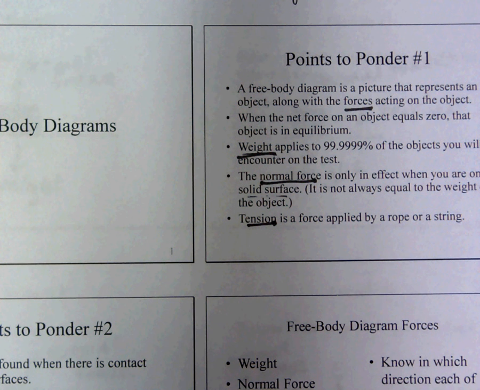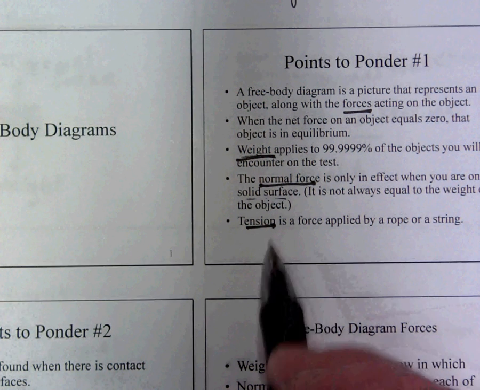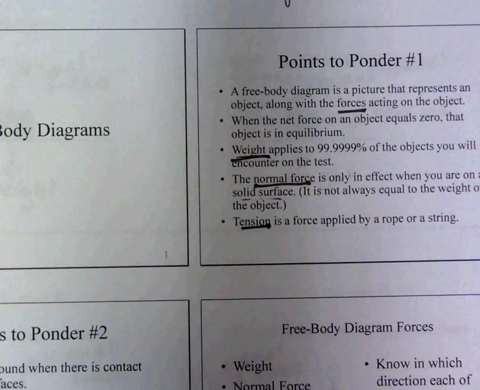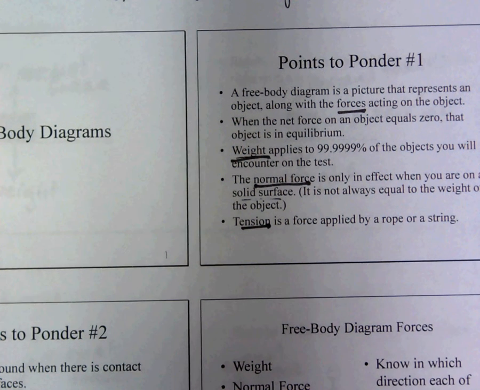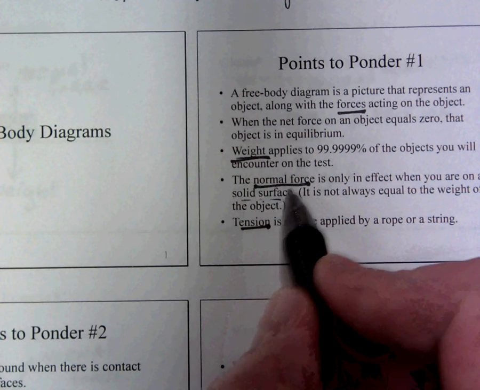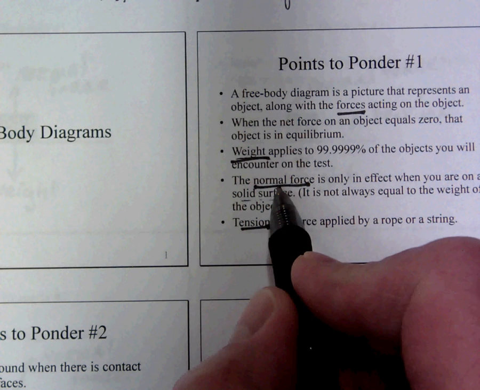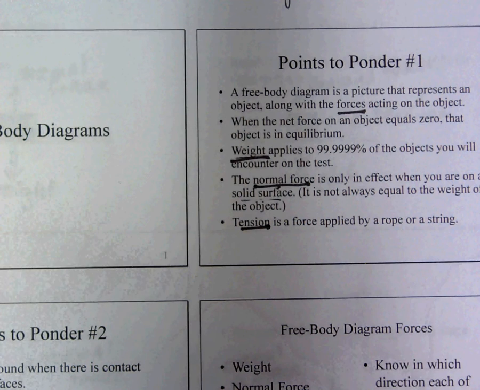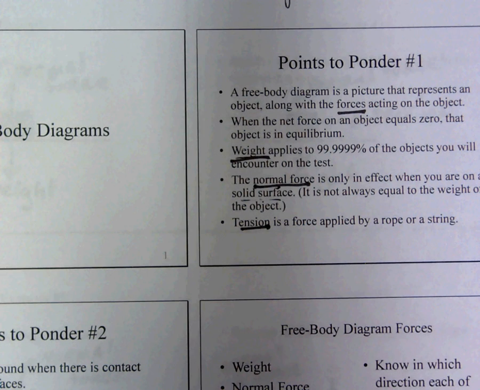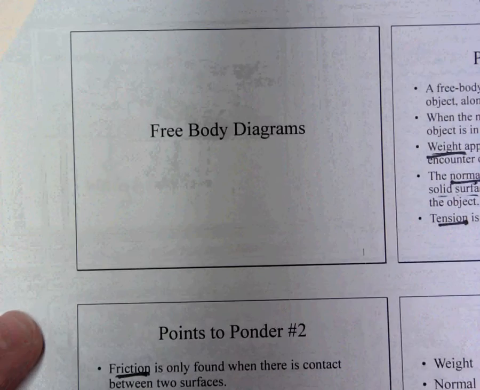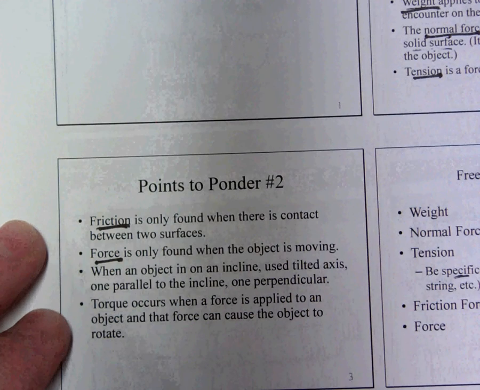Welcome back, and this is just a quick review of free body diagrams. I do want to remind you of the 5 different forces that you're going to be diagramming in this section. Weight, which is for everybody. The normal force, which is only if you have a surface. Tension, if you have a rope, spring, or string attached to your object. Those are the 3 main ones. The other 2 are friction and force.